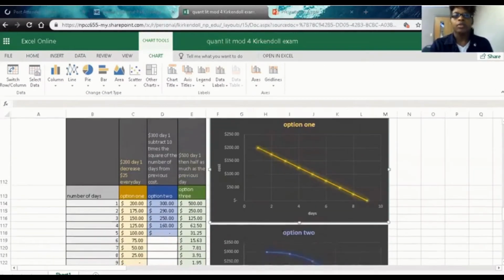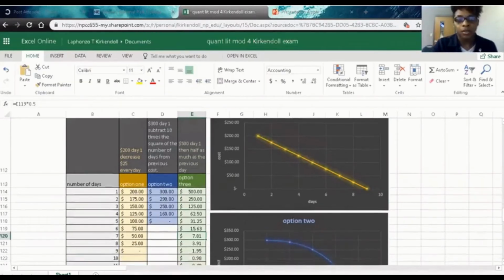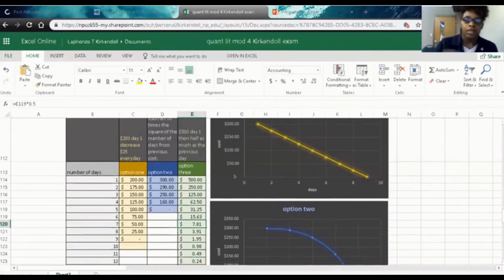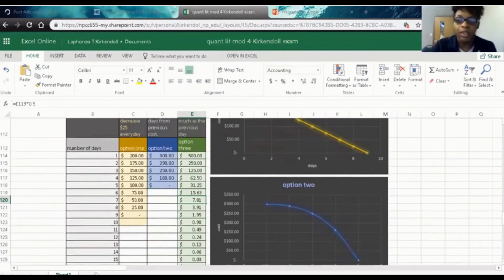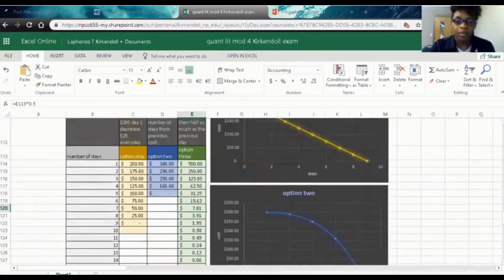For option number 2, it was $300 a day, subtract 10 times the square of the number from the day's previous cost. You start off at 300, and then you would go to 290 because it's subtract 10 times the square of the number from the first. So 250 and then 160, and then it would quickly plummet to 0. So the maximum amount of days you could stay would be 4 for 5 days and 4 nights.